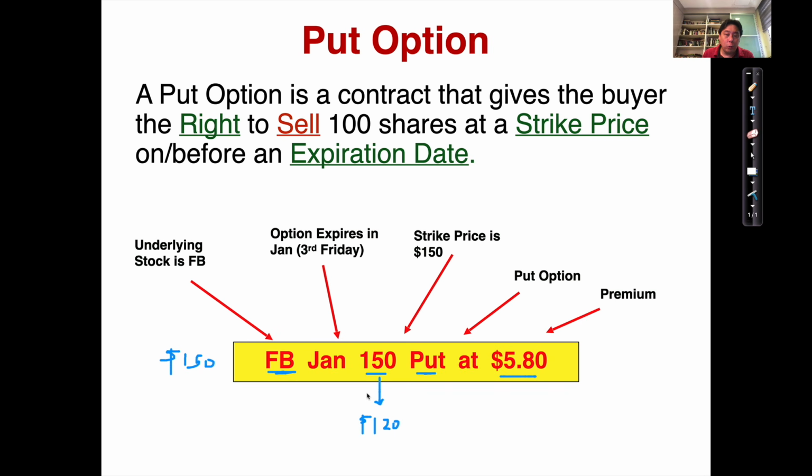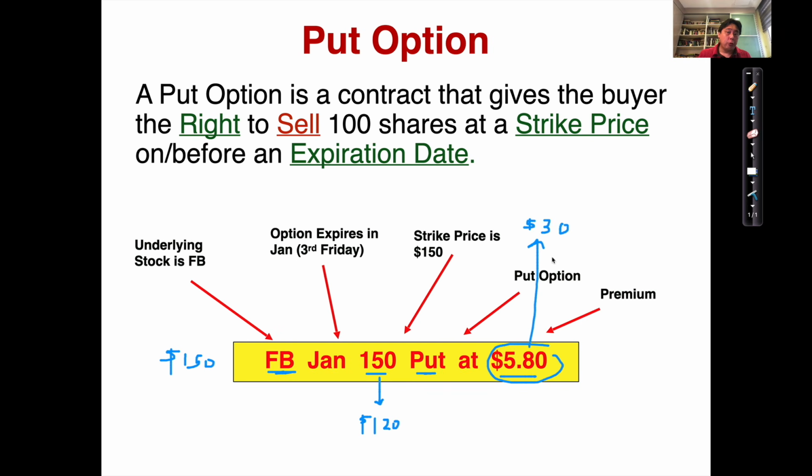And if you buy it at 120 and sell it at 150, how much money do you make? You make $30 profit. So in other words, your option now has an intrinsic value of $30. Your options are worth at least $30. In reality, they are worth a lot more because of the time value, but they are worth at least $30. So remember, you bought the option at $5.80, but now this put option you bought increases in value to $30.